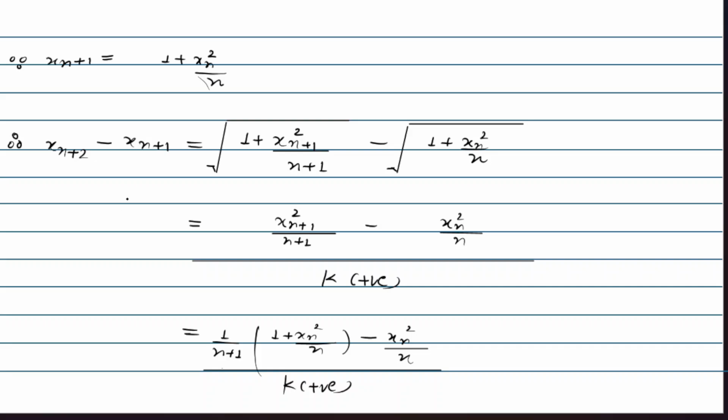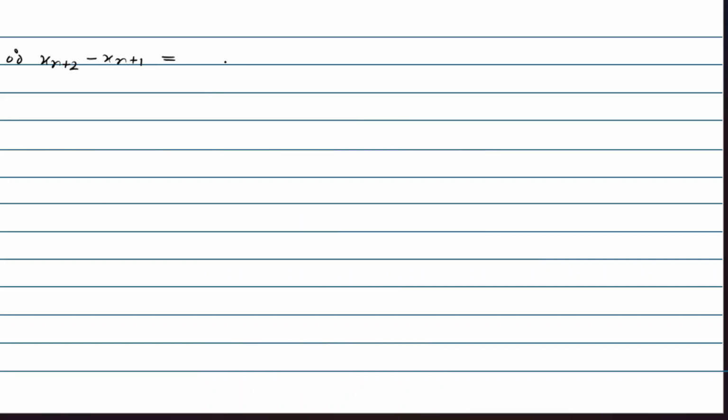Therefore xn plus 2 minus xn plus 1 is equal to 1 upon n plus 1. So I am multiplying this inside, so I get 1 upon n plus 1 plus 1 upon n into n plus 1 and xn square minus xn square upon n. And in the denominator there is k, which is positive. So I get this thing.